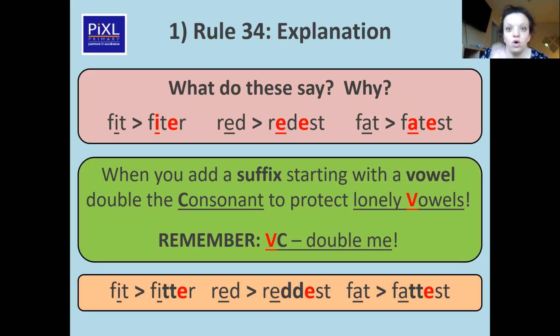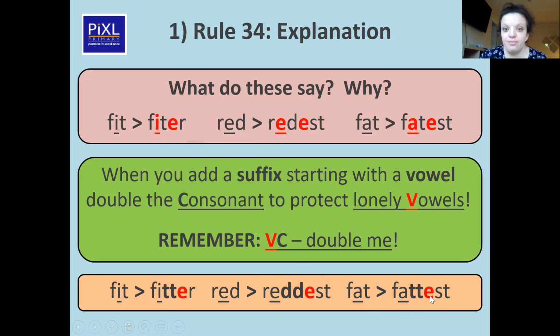So what do these words say? Again, fit. It's got my lonely vowel, so it should be double t, fitter. Red, to become reddest. It's my e, it's a lonely vowel. It's not a digraph, it's only got one d. So we need to double it to make reddest. And fat, again, we need to double to make fattest.